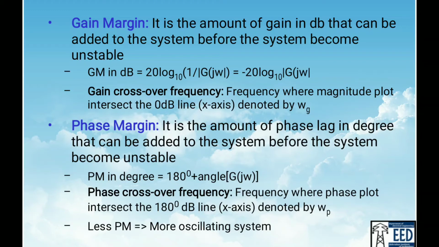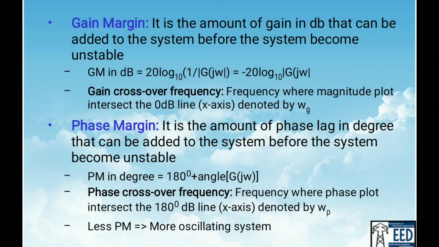So what is the phase margin? This is the amount of phase lag, in degrees, that can be added to the system before the system becomes unstable. How is the gain margin calculated? It is 20 log 1 upon the magnitude of the open loop transfer function, or minus 20 log of |G(j omega)|. The gain crossover frequency is the frequency where the magnitude plot intersects the 0 dB line, or where the value is 1, and that is denoted by omega gc.